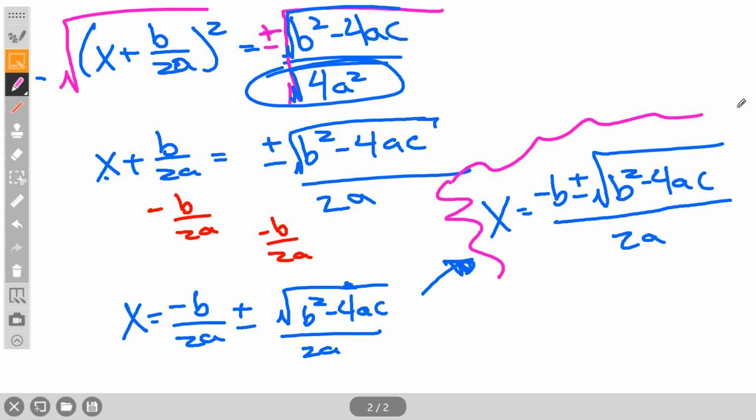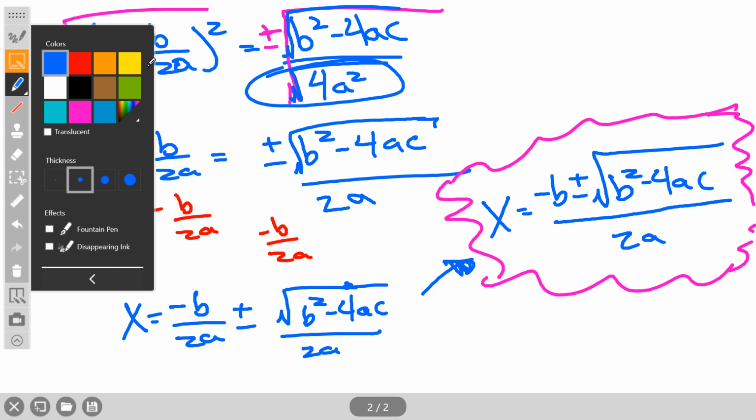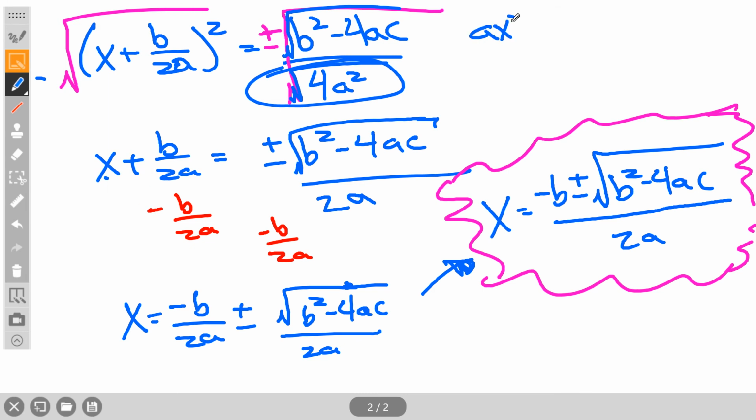I found this quadratic formula by solving the most general form, ax squared plus bx plus c equals 0. I solved this by completing the square, which gives me the quadratic formula: x equals negative b plus or minus the square root of b squared minus 4ac, all over 2a.